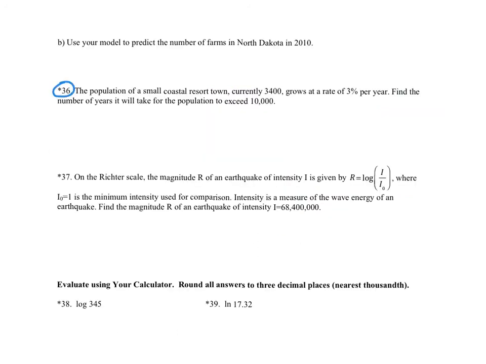Number 36 says the population of a small coastal resort town, currently 3,400, grows at a rate of 3% per year. So you're growing, so I know it's going to be plus. Find the number of years it will take for the population to exceed 10,000. So I start with 3,400 and I'm growing at a rate of 1, 2, 3% per year. So let's find the number of years it will take for the population to exceed 10,000. So on the left hand side, I want my final value to be 10,000 or more than 10,000. So I'm solving this equation here.